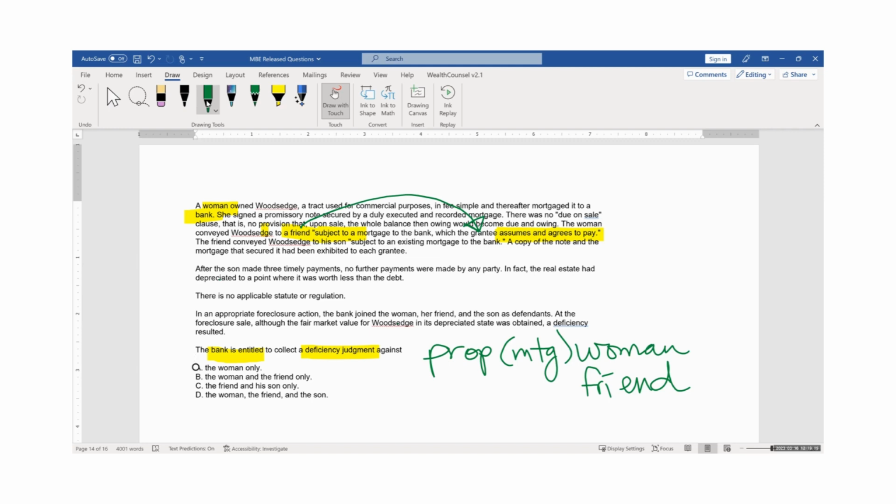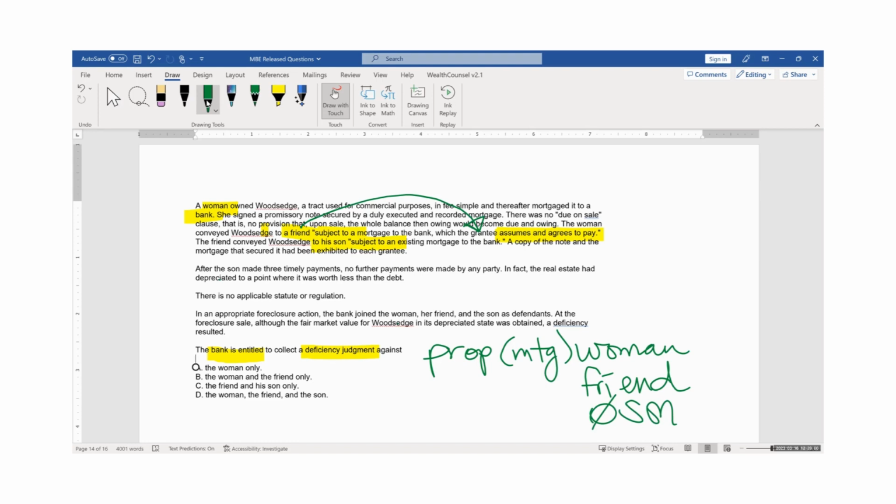The fact pattern goes on to say the friend conveyed Woodsage to his son. We've got the third party that we're looking for. His son, subject to an existing mortgage. Now the son is taking subject to the existing mortgage. He's also taking the land that's tied to the mortgage, but it doesn't qualify it by saying that he's assuming that. That means he is not liable for the deficiency.